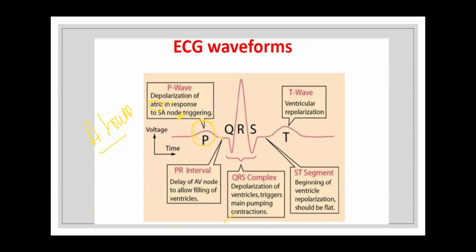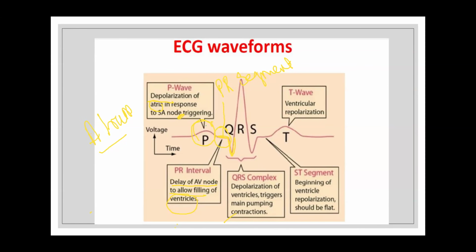Then what happened? This is a straight line, which we call the PR segment. This is the PR segment which connects the P wave with the Q wave. This is first the Q wave. Okay. So the P wave connects to the Q wave, so it is the PR segment. And why this PR segment occurs, it basically tells you the delay of the AV node to allow filling of the ventricles. So it is the conduction, or you can say the electrical activity delays at the level of the AV node, which is represented by the PR segment.